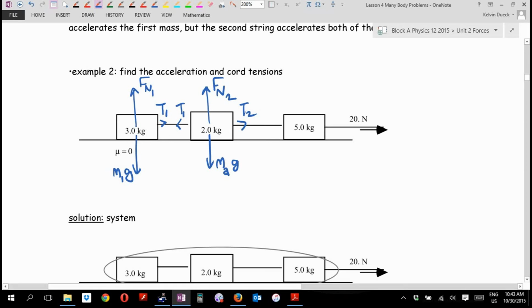What are the forces acting on this 5 kilogram mass? Get the obvious one. Gravity, you say. I'll call it M3G. What else? Normal force number 3. What else? Oh, here's my applied force of 20. And tension 2 to the left. What do they want me to find?